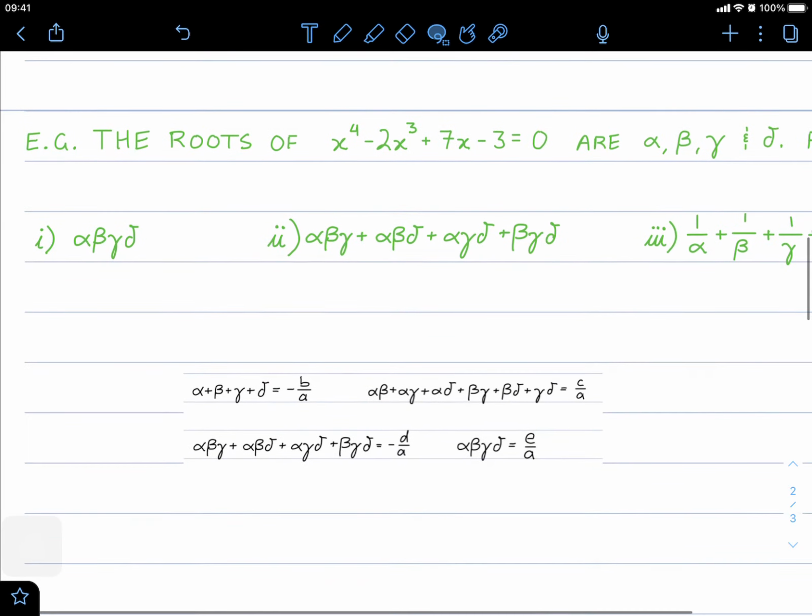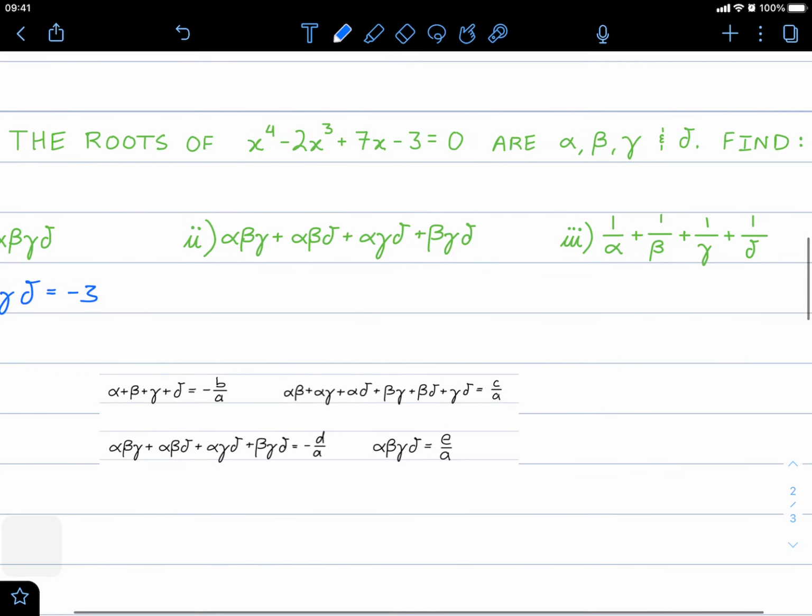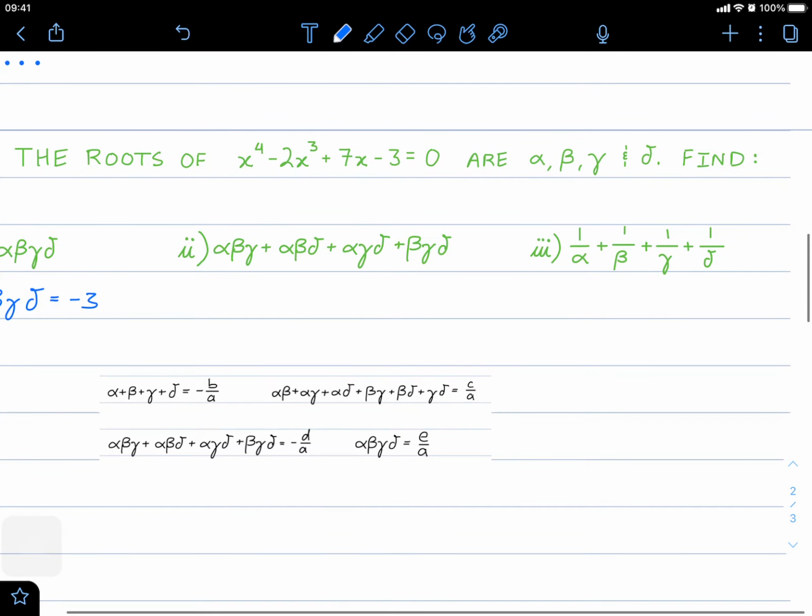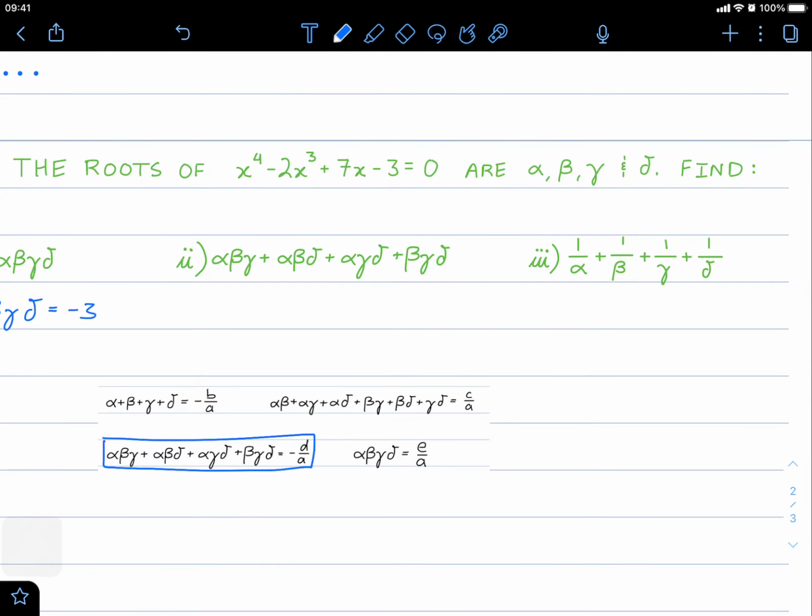The first one's very simple. It's just alpha, beta, gamma, delta. It's just the multiplication of all of them. It's E on A. So alpha, beta, gamma, delta is equal to -3 on 1. That's just -3. All the triples, alpha, beta, gamma, alpha, beta, I think you get the idea. The triples are these ones here. Well, that's just going to be -D on A.